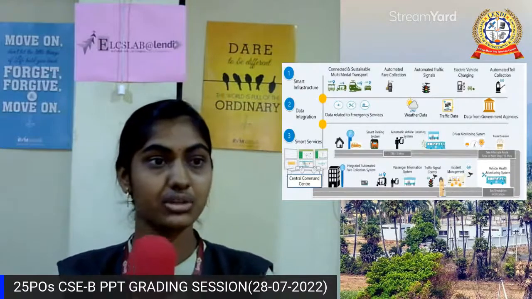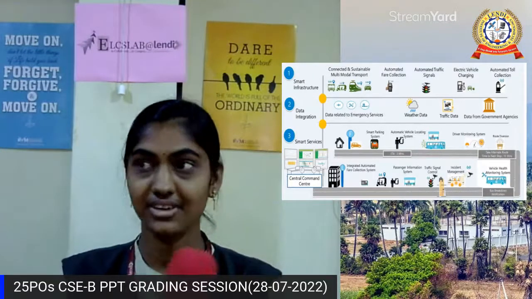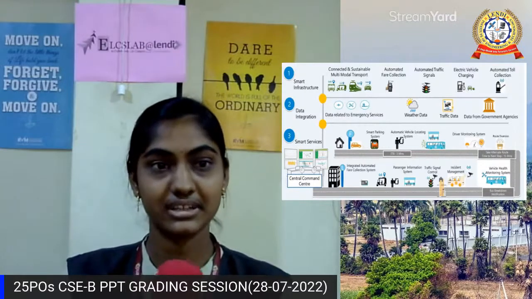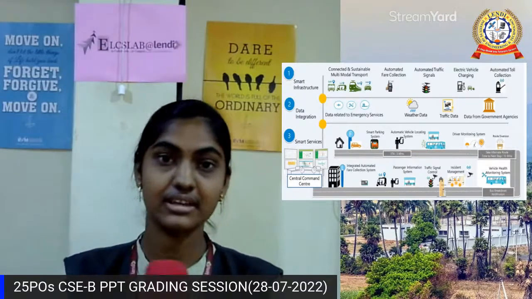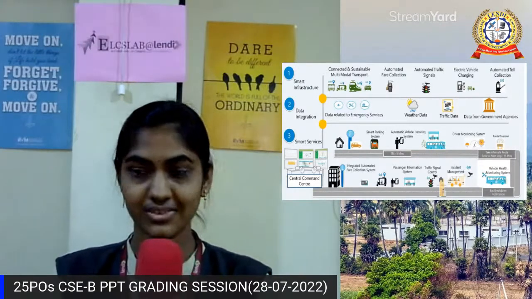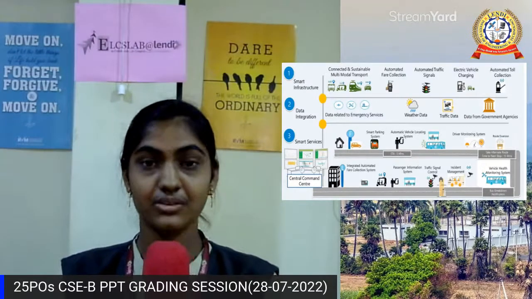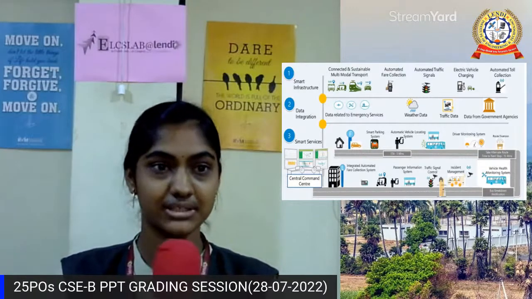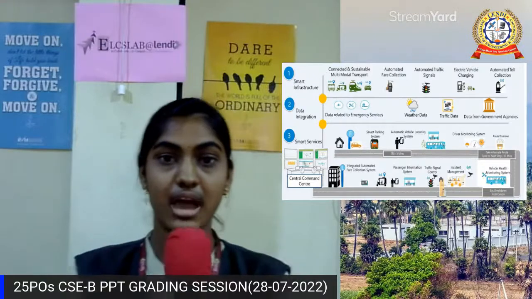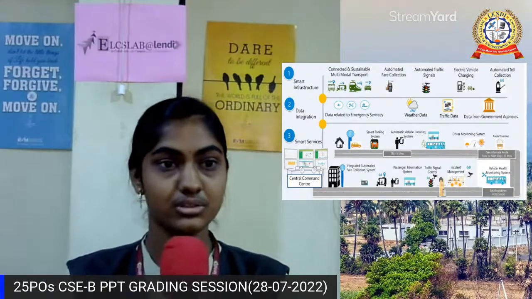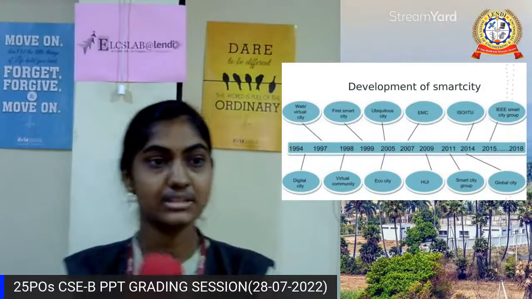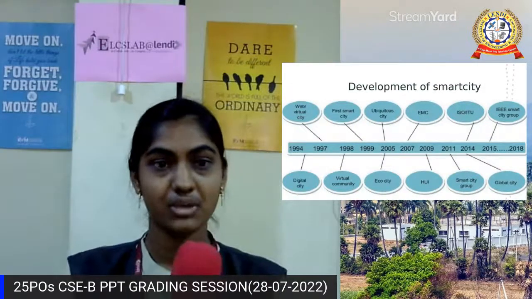Here we can see some of the smart infrastructures like transportation, smart traffic signals, and sensors and traffic signals which can tell us how vehicles can be charged at particular places, toll gates which can be automated, and also weather reports, etc. Here is the development of smart city, how it has been developing from year to year.